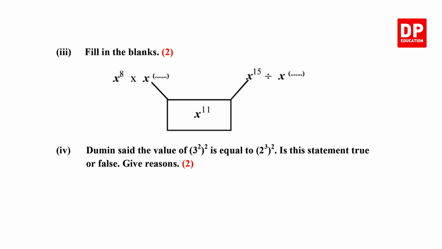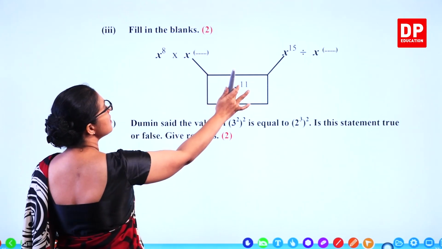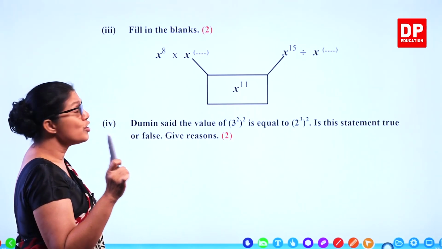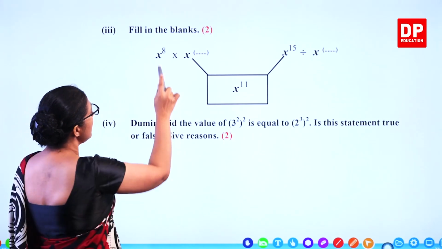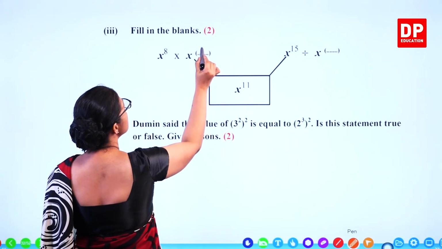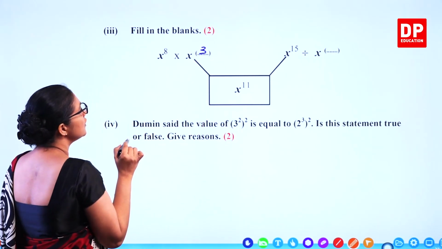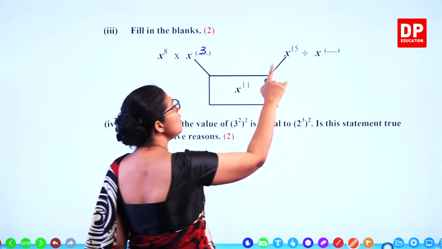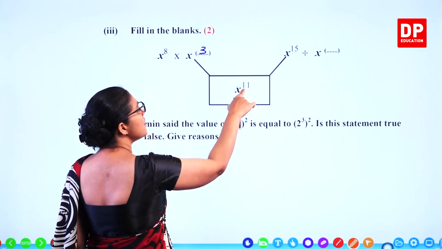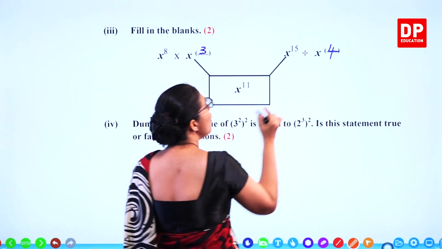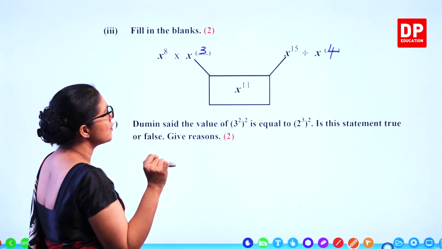Part 3. Fill in the blanks. Multiplication. You get 11. What do you do? Same base, different powers multiplication. You add the powers. 8 becomes 11. So what do you do? 8 plus 3. So this becomes 3. 15 divided by. Now division, you subtract the powers. The final answer is 11. So 15 minus 4, you get 11. So that's x to the power 4.